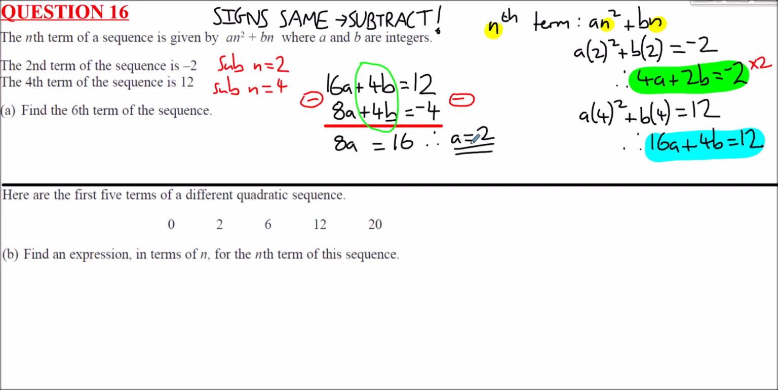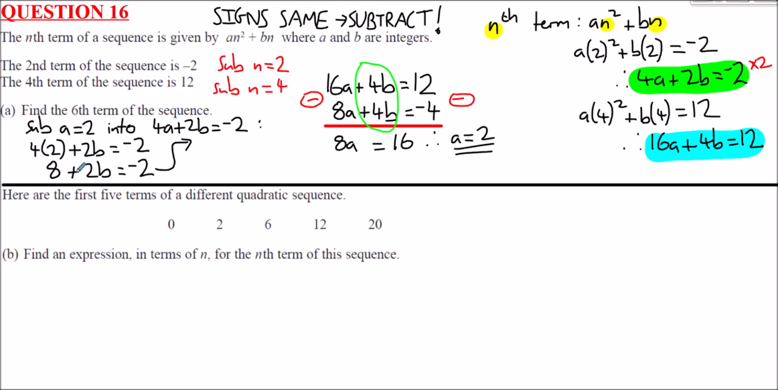I can now substitute this into one of the original equations. So now what I can do is sub a equals 2 into one of the starting equations. I could pick this one here, into 4a plus 2b equals minus 2. Doesn't matter which one you pick. So that would become 4a becomes 4 times 2 plus 2b equals minus 2. 4 times 2 is 8, so 8 plus 2b equals minus 2.